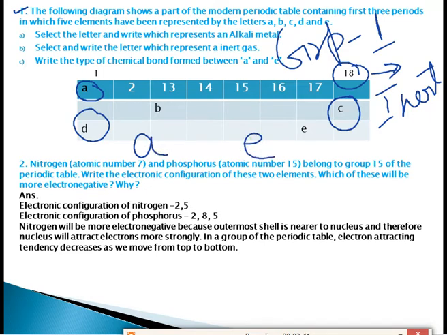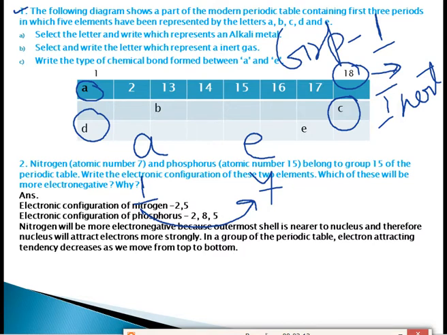Since you know that element A is present in group number 1, it will have one valence electron, and element number E is present in group number 7. How many valence electrons will it have? It will have 7 valence electrons. So what will A do? It will transfer its one electron to element number E, so that E will get a stable electronic configuration. So transfer of electron is going on over there. So which type of bond will be formed between A and E? Ionic bond. Ionic bond will form between element number A and E.